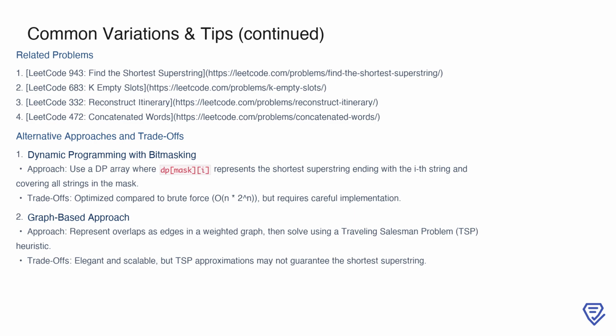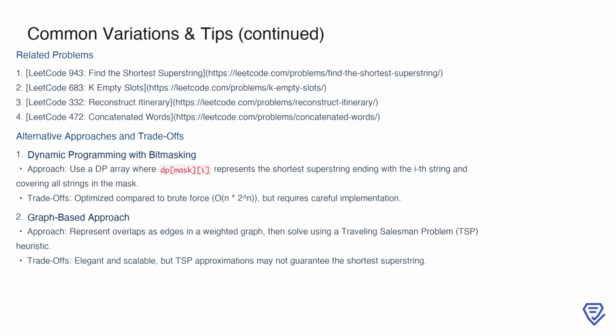Now, in terms of alternative approaches, dynamic programming with bitmasking is a powerful method. Here, you maintain a DP array where each state represents the shortest superstring ending with a specific string and covering a subset of strings. While this approach is more efficient than brute force, it does require careful implementation to track masks and overlaps accurately.